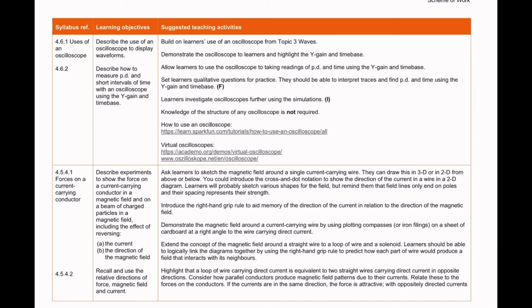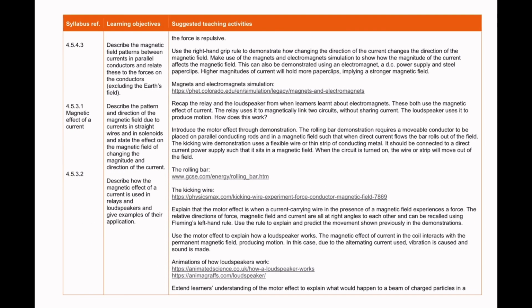Recall and use the relative directions of force, magnetic field, and current. Describe the magnetic field patterns between currents in parallel conductors and relate these to the forces on the conductors. Learning objective: magnetic effect of a current.